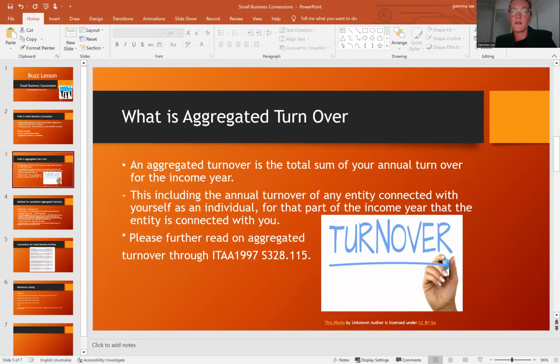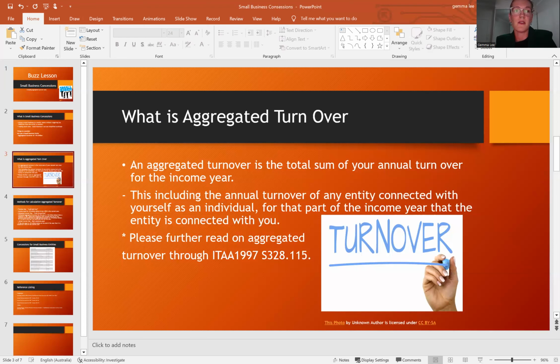With regards to influence, this relates to acting accordingly to the interests of that connecting entity. For example, say our mate Josh owns 40% in his friend Johnny's company. You are considered to be partially in control. Therefore, this will be included in Josh's aggregated turnover. Make sense? You keeping up?